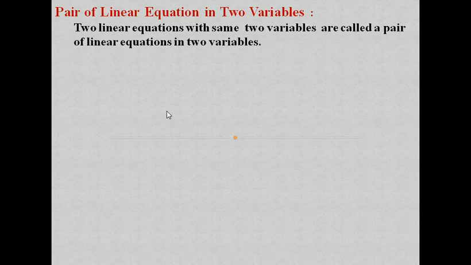One more way we can define these is as simultaneous linear equations. That means two linear equations involving two variables taken together to find the exact solution are called simultaneous linear equations.